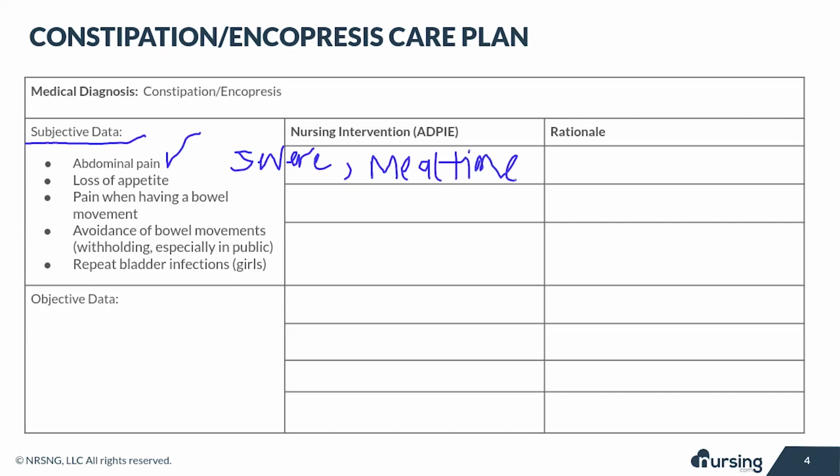And you can see something that would link to that in a bit, but you'll also see that it has a loss of appetite as a consequence. So you may see children that are eating less because of this pain around mealtime. Other subjective data is that they may experience pain. We may notice that they are avoiding to have bowel movements, especially in public. And then for some of our girls with constipation, they may have repeat bladder infections.